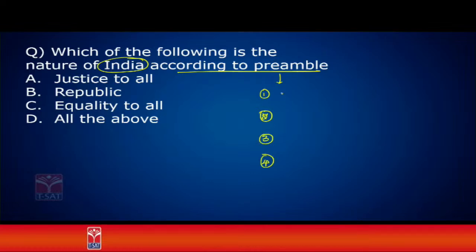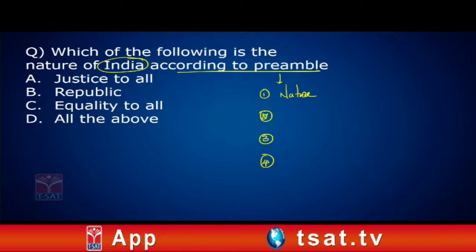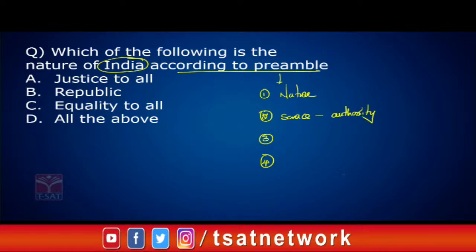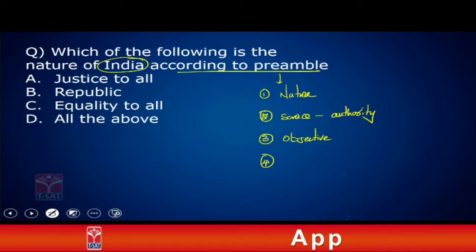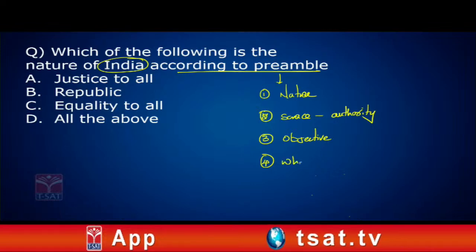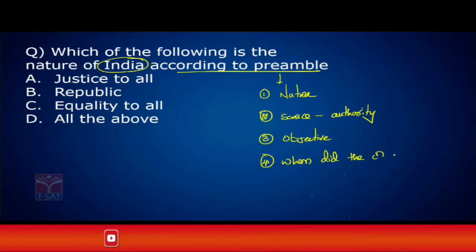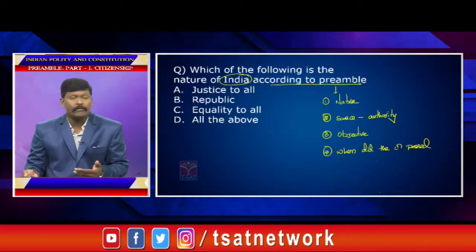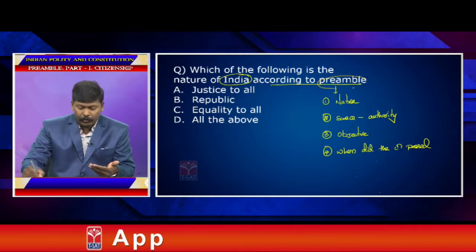1. What is the nature of India? 2. What is the source of authority of the Constitution? 3. Now, what is the objective of the Indian Constitution? 4. When was the Constitution passed? So, these are the four things which you will know exactly when we discuss the Preamble.